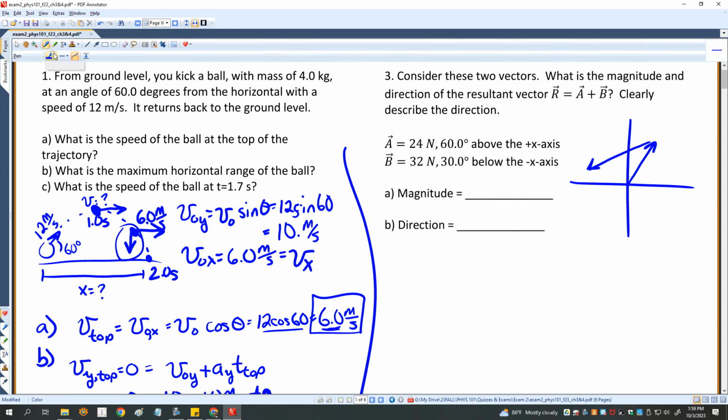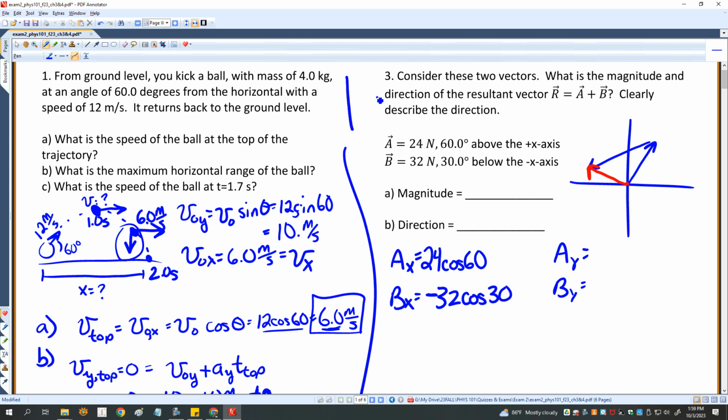So I know that my resultant vector is going to be a vector here that's gone in that direction. If it looks drastically different, like if I know that the direction has to be in the second quadrant, for example, then I know I've got an issue. So I can come back to my picture and try to figure out what that is. First of all, I just want to find my x and y components: AX, BX, AY, BY. AX is 24 cosine of 60. BX is negative 32 cosine of 30.